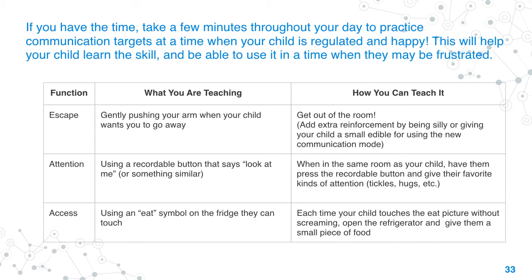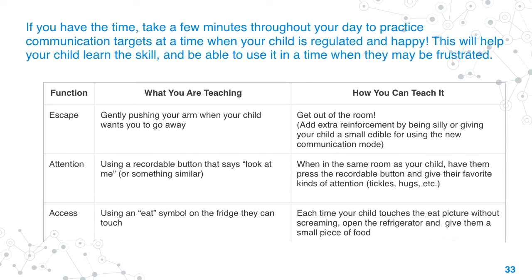So for example, you want to teach a communication mode for escape. And so what you're teaching is gently pushing your arm when your child wants you to go away. And so to reinforce that, to teach it, get out of the room. And then if you're teaching it in a time when your child might not actually want you out of the room, but you're just getting your practice in, you can add in some extra reinforcement by being silly or giving your child a small edible for using the new communication mode and just showing them that that's something that you want them to do.